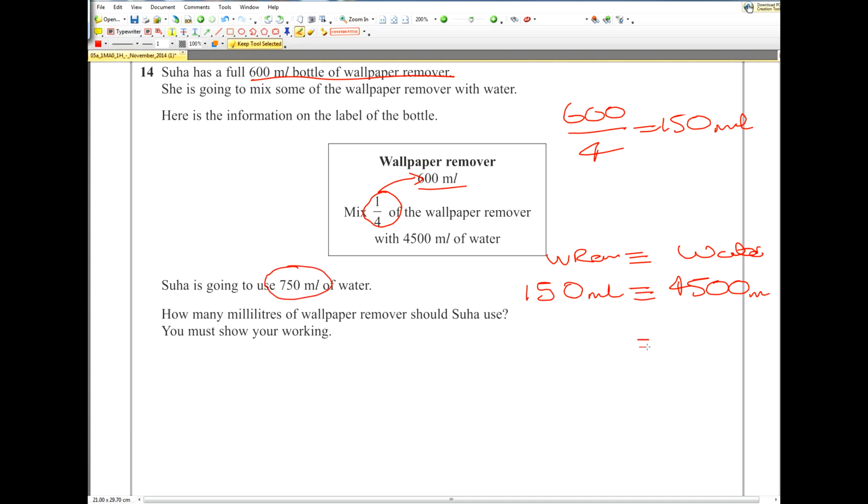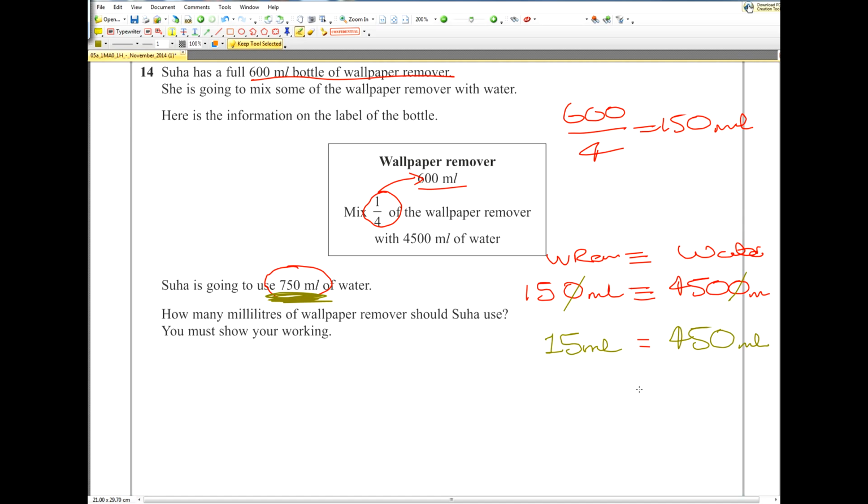First of all, let's do a little bit of manipulation. Let's divide this by 10, divide this by 10. So what do we have now? 15 mils is needed for every 450 milliliters of water. My intention is to get from this number, 4,500, to this number. I'm going to do it in these steps. First we'll divide by 10.